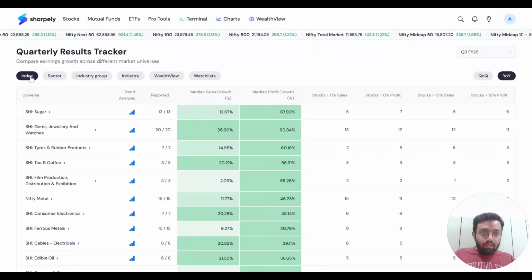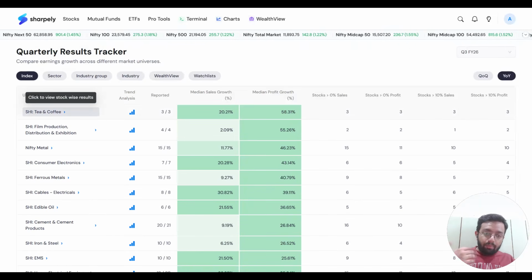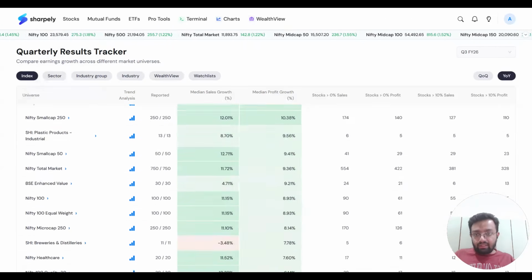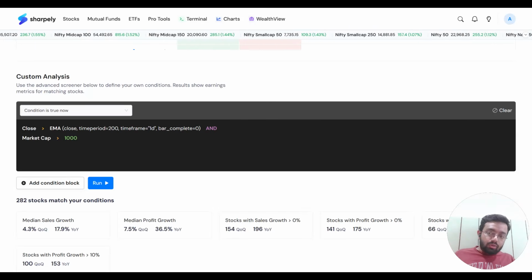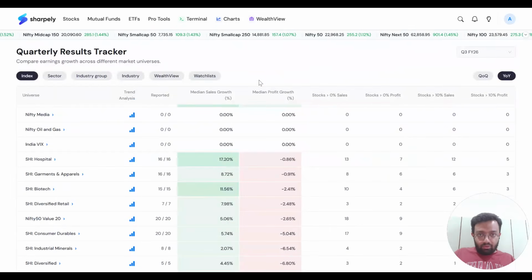With these two combined, you can have a top-down analysis of the quarterly result season, and then you can have a very custom analysis of the quarterly result season as well. You can create your own filters, create your own screens, and then analyze the quarterly results of only those stocks that fit into that screen, right? So we hope you will be using this tool in Q4 FY26 very effectively, and you will find some fundamentally powerful stocks during this result season, and then you will be investing in those.